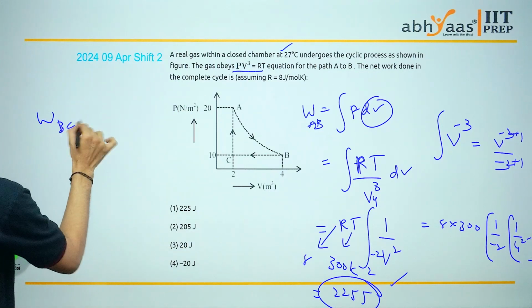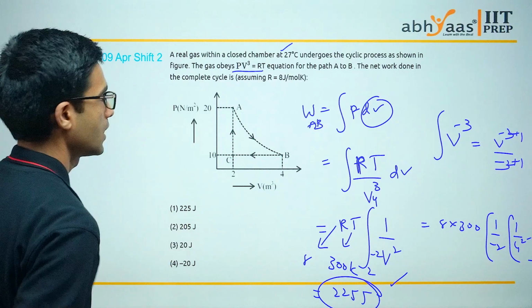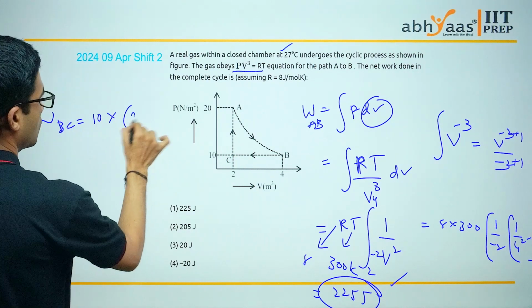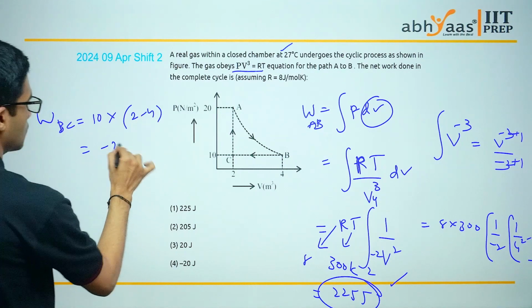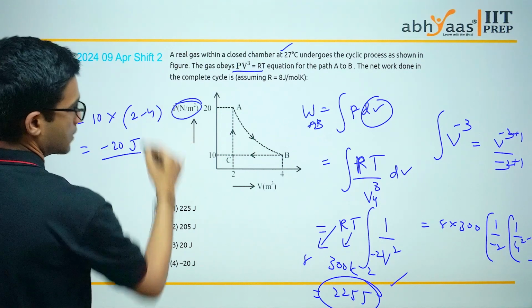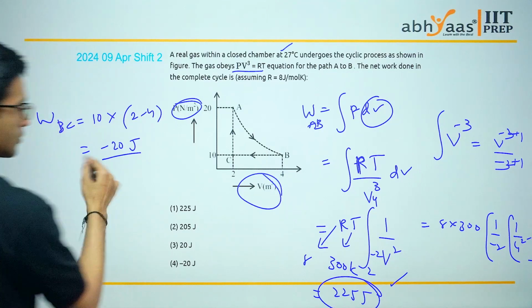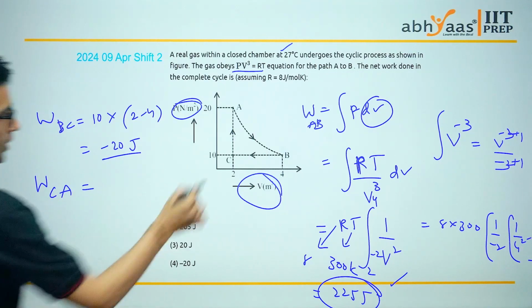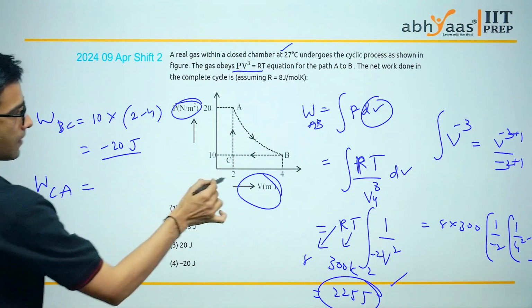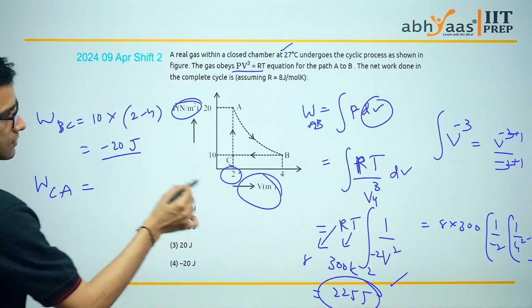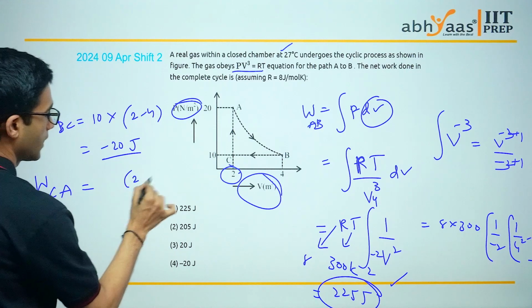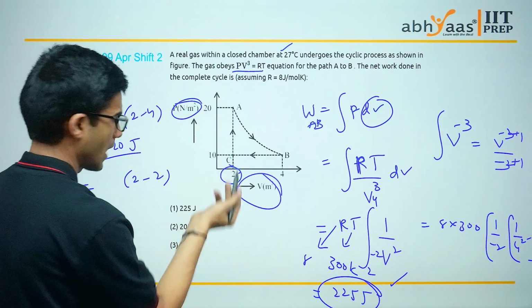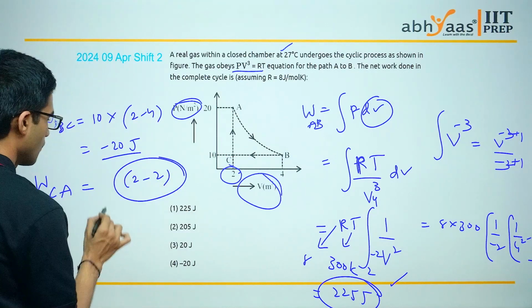Next, work BC. It is the same integral P dV, but the pressure is constant: 10 into 2 minus 4, that is minus 20 joules. Pressure is given directly in Newton per meter square and volume in meter cube, so Newton meters, that is joules. Work CA: here the volume is fixed, so 2 minus 2 into pressure. Even though the pressure is changing, in an isochoric process the work is 0.